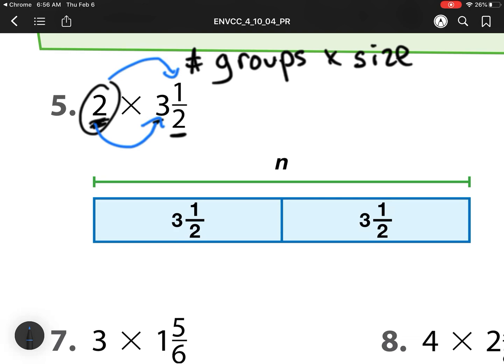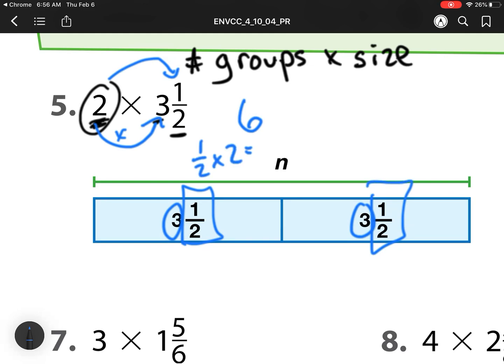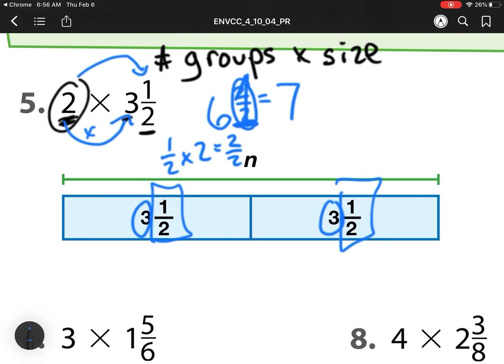And it's what we see here. We have two groups of 3, so we have 2 times 3 is 6. And then we're multiplying the fractions, which we see here. We have two groups of a half, and we know 1/2 times 2 is 2 halves. So my answer is 6 2/2. But I can simplify that because I know 2 halves is equal to 1 whole. So 6 plus 1 whole is 7 wholes.